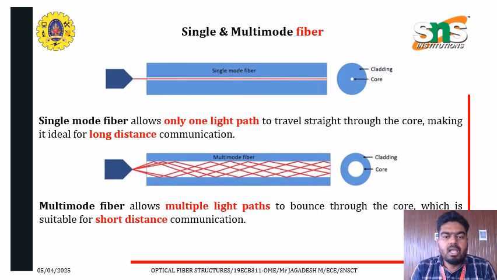So let us see what single mode and multi-mode optical fiber are. You can see in this image that in a single mode, there is only one light path, so the signal will be propagated for a long distance. When you come to the multi-mode, it has multiple light paths. The signal will be bounced back and travel along different paths to reach the destination, so it supports only short distance communication. This is the difference between single mode and multi-mode fiber.